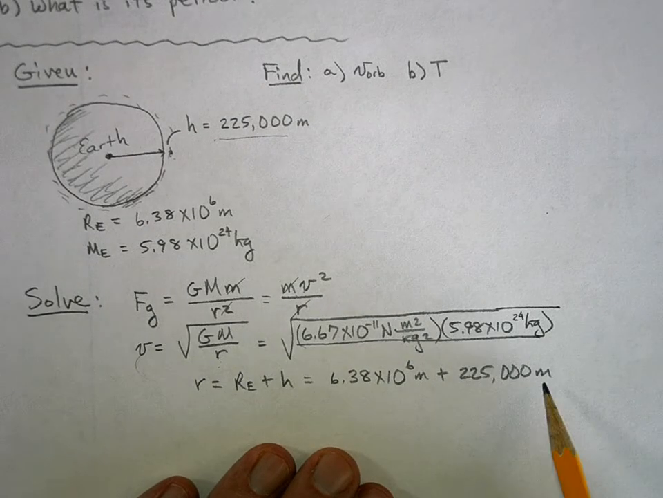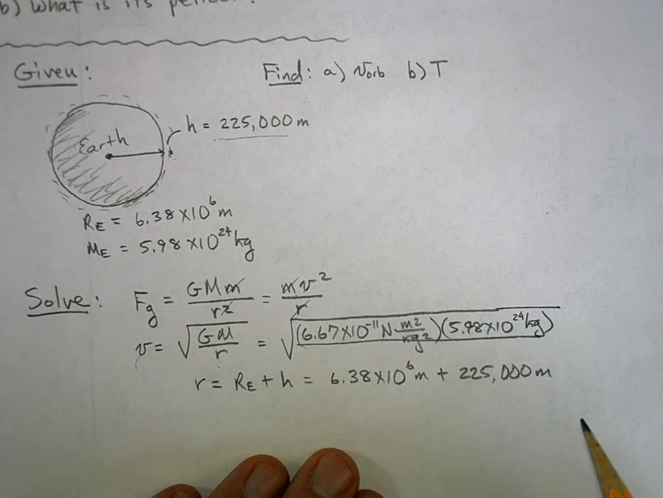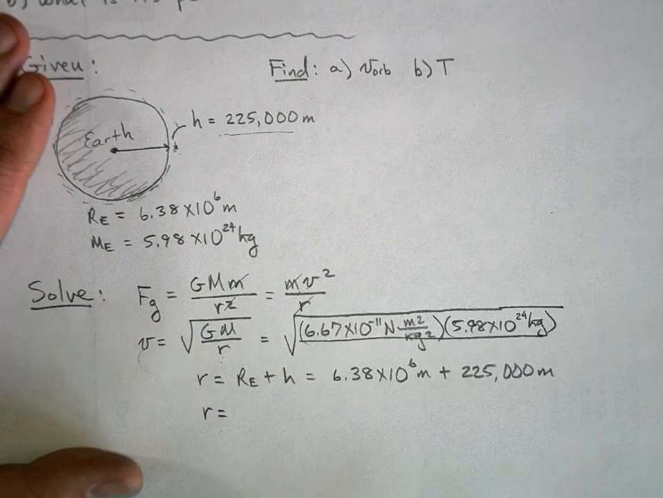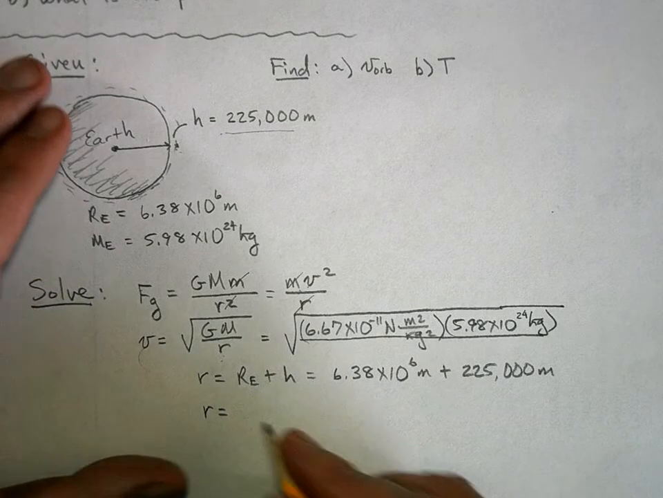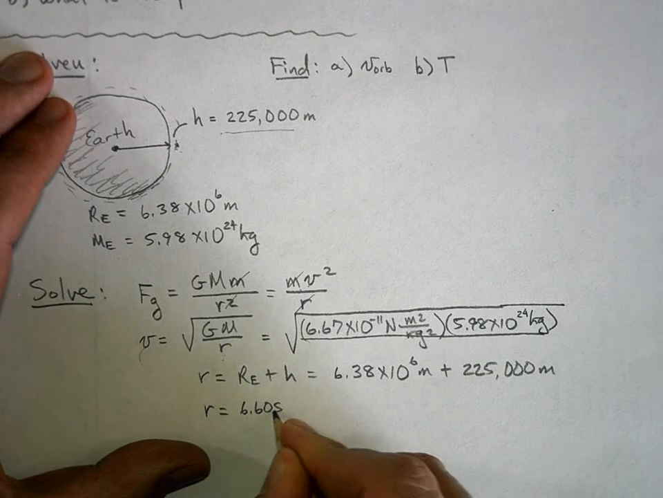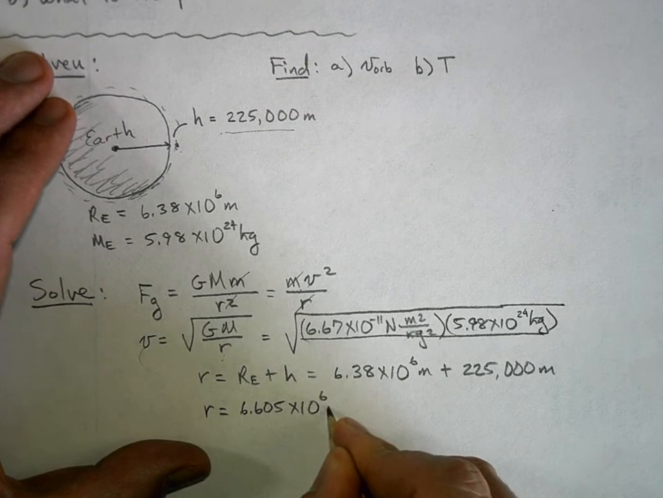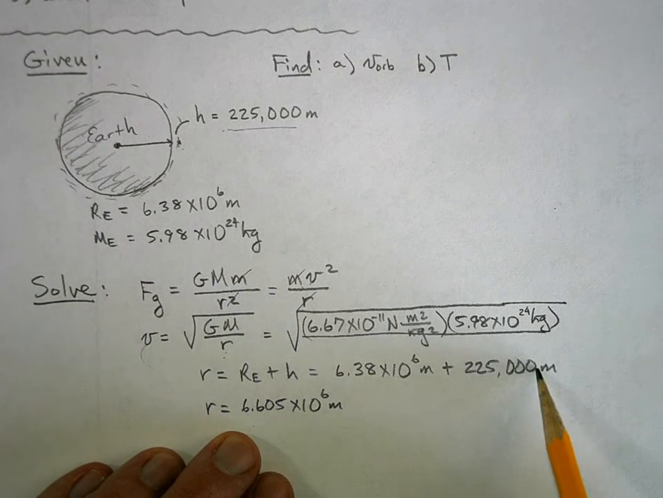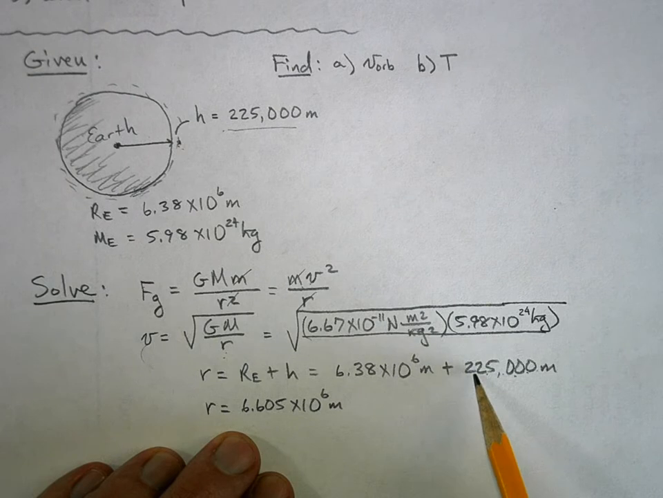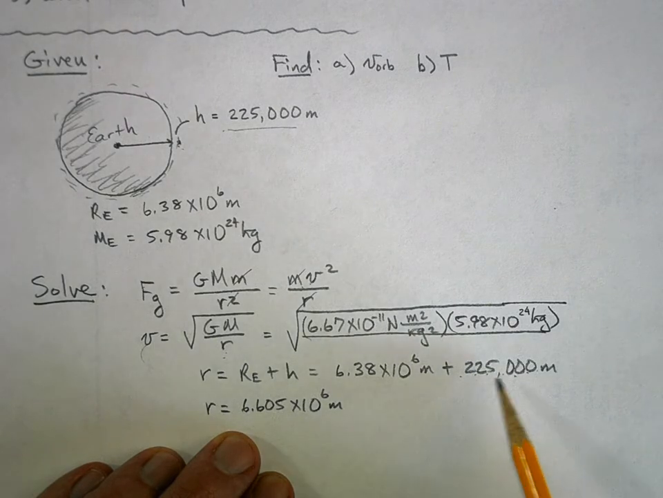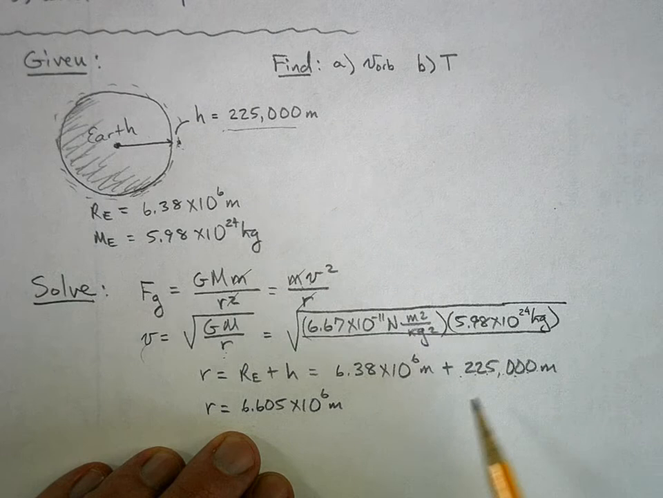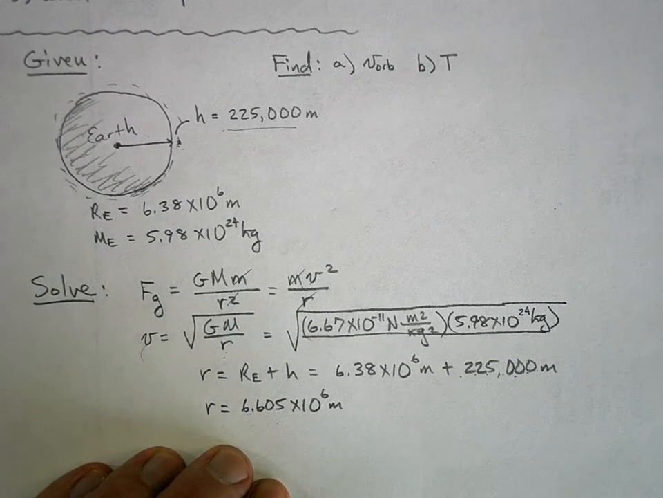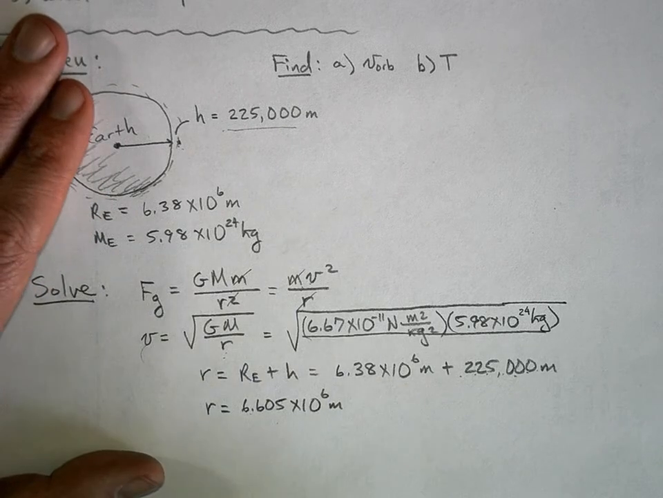If this is in kilometers, you can't add it to meters. You have to change it to meters. Well, when you take your calculator out and do the math, this r turns out to be 6.605 times 10 to the 6 meters. One thing you could do is just move the decimal over 6 times, 1, 2, 3, 4, 5, 6, and call it 0.225 times 10 to the 6 meters. And then you can just add the 0.225 to the 6.38, and you'll get that, if you want. Or you can just plug it into your calculator.